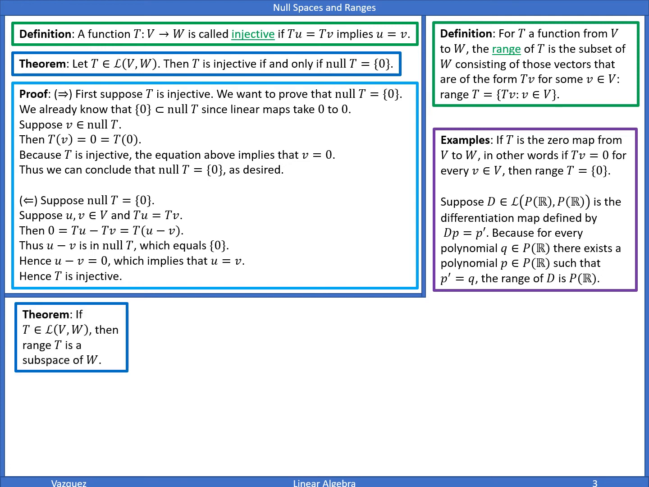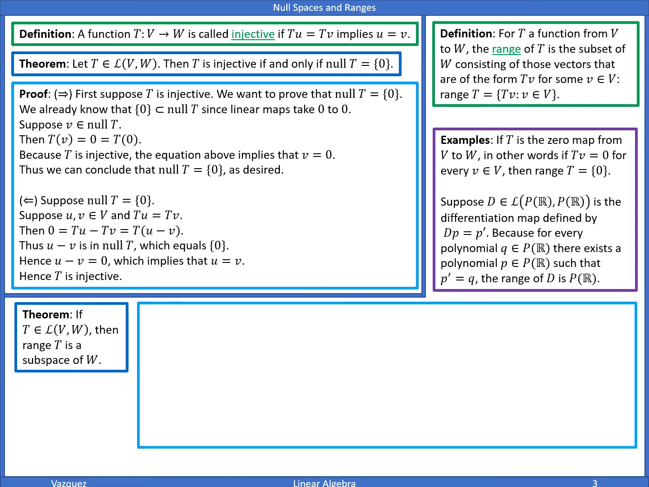And now we introduce a theorem. If T is a linear map from V to W, then the range of T is a subspace of W. So not only is the null space a subspace of V, but the range of T is also a subspace of W. So proof for this one, nothing complicated, just showing there are three properties again. Suppose T is a linear map from V to W, then T of 0 is equal to 0, which implies that 0 is in the range of T. Therefore, we have one property down, two more to go.